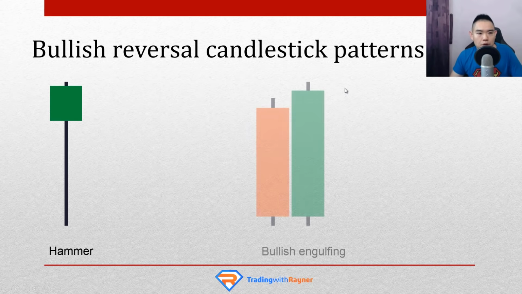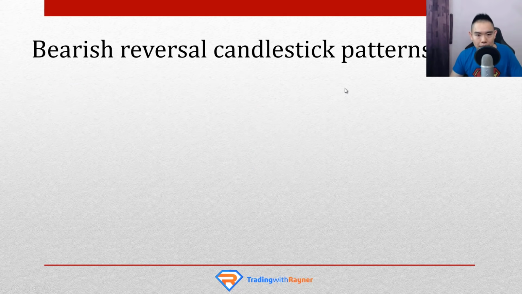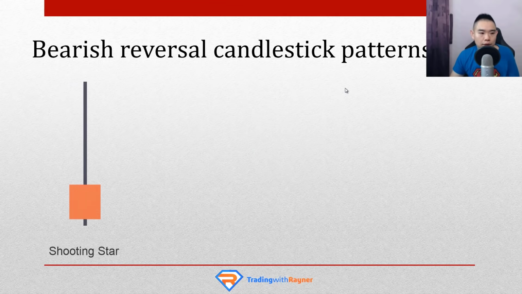So now let's move on and talk about bearish reversal candlestick patterns. There are again two to share with you. Number one, shooting star. Let me illustrate the story behind a shooting star. You can see over here, the price opened at this price point. This is the close, this is the low, and this is the high. So what is the story behind the shooting star?